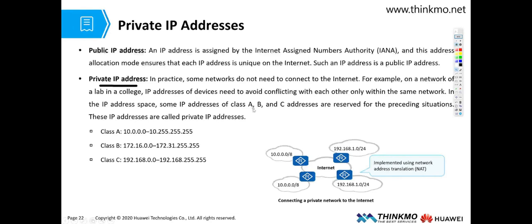Specifically, there is a designated range for these private addresses within the A, B, and C class addresses. For example, Class A ranges from 10.0.0.0 to 10.255.255.255. If it's Class B, it ranges from 172.16.0.0 to 172.31.255.255. If it's Class C, it ranges from 192.168.0.0 to 192.168.255.255.